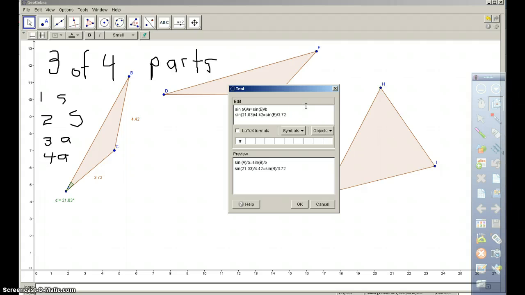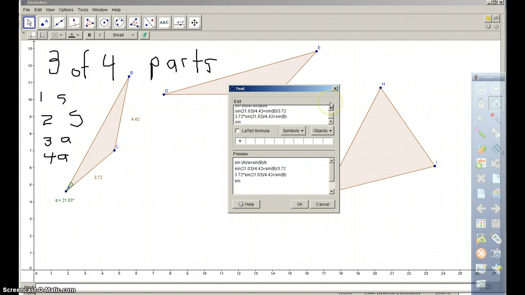And so I go 3.72 times the sine of 21.03 divided by 4.42 is equal to the sine of B. Now, how would I find B? I have to take the inverse sine of this side of the equation, and guess what? I'm going to take the inverse sine of the opposite side as well. So I would go like this.